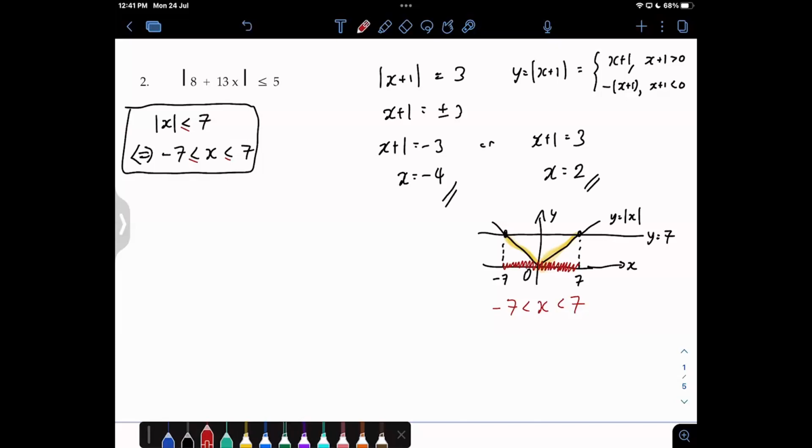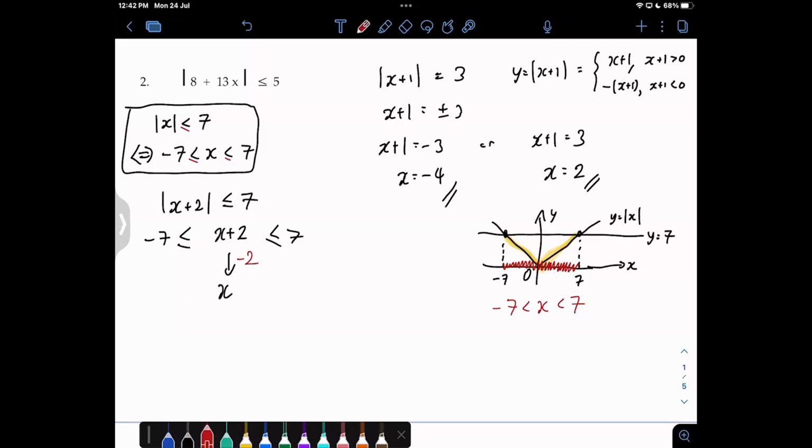If I change the x into anything else, in this case x plus 2, then it will just be negative 7 and positive 7, less than or equal, less than or equal, with x plus 2 in between. Exactly. Then how do you solve for x?